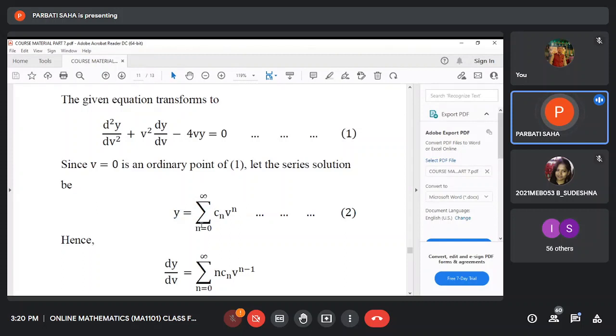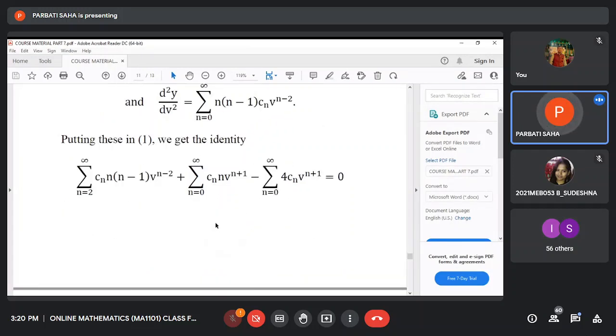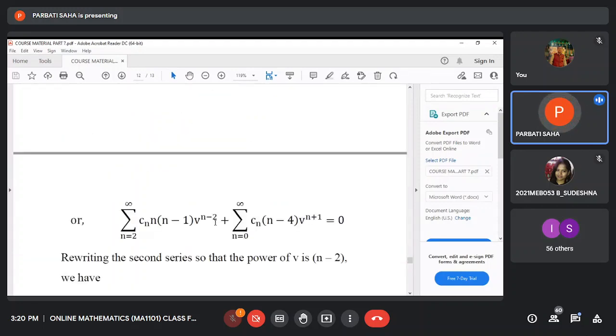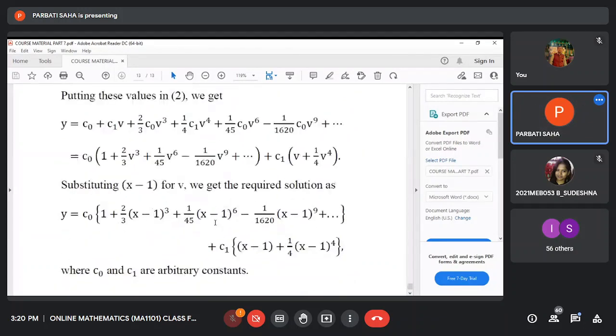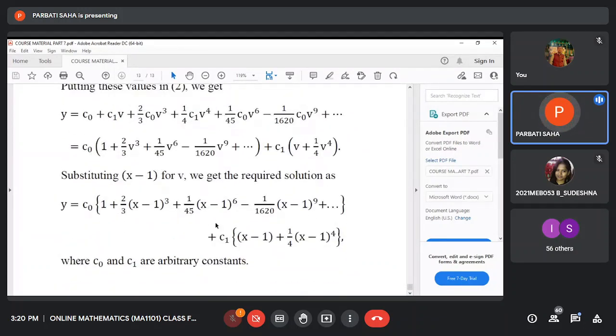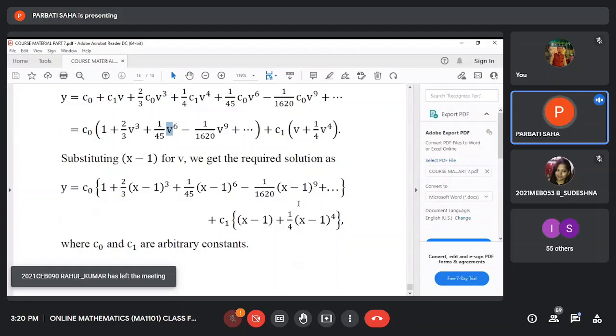That means we use this sigma notation. If we use the sigma notation, the series should look like this, and then compute dy dv, then d2y dv2, and put these values here, and then the process will be repeated the same as before. Just continue this same thing that I have done in the second problem. Finally, you have to replace v by x minus 1, and then the solution looks like this.